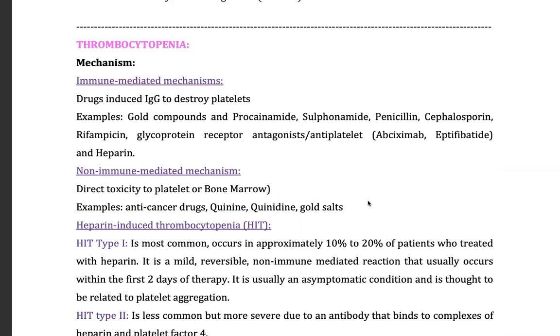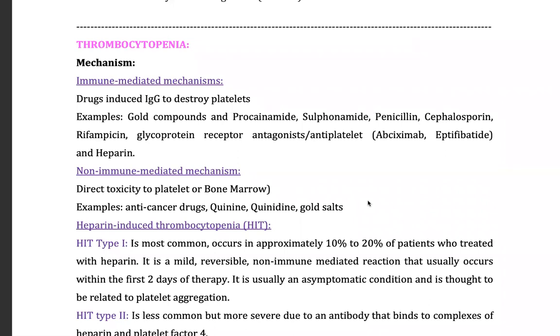Generally, the drug induces IgG to destroy platelets. Drug induces this immunoglobulin, this antigen antibody reaction, to destroy the platelets, and examples are the gold compounds generally used in the management of arthritis, procainamide, sulfonamides, penicillin, cephalosporin, rifampicin, and glycoprotein receptor antagonists, which are generally antiplatelet. Examples are abciximab or eptifibatide, and the heparin.